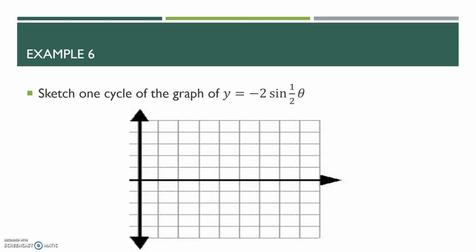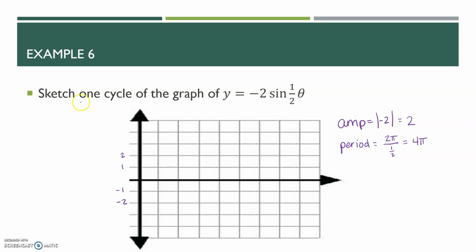y equals -2 sine of 1/2 theta. My amplitude, it looks like it's negative, but really I'm taking the absolute value, and that would give me a +2. So I'm going to count by 1s. And then my period would be 2 pi over b. And this is going to give me 4 pi.